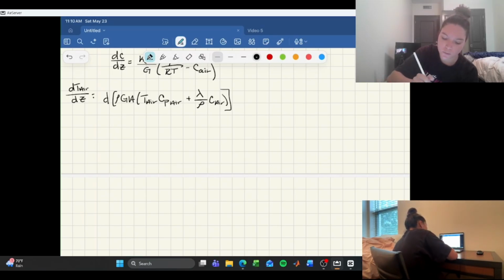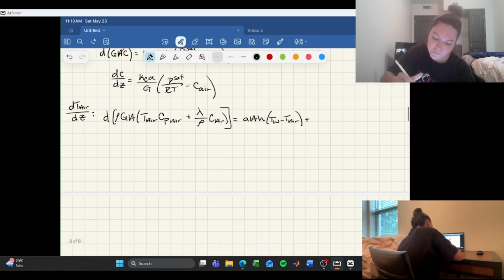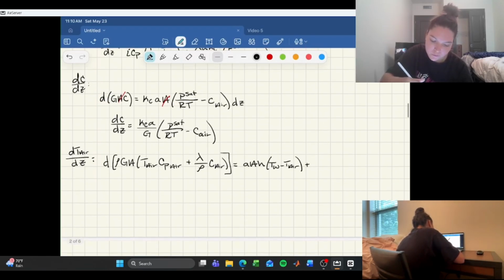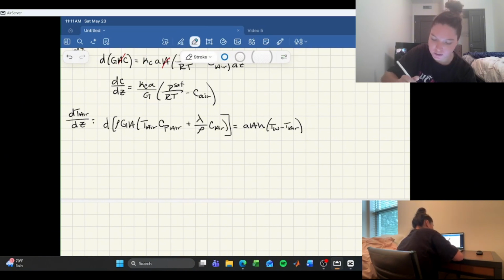And then this is still going to be equal to the mass transfer, which we said was the packing times the area times the heat transfer coefficient times the change in temperatures, the temperature of water minus the temperature of air, plus the mass transfer section, which we said was, let me multiply this by dz.